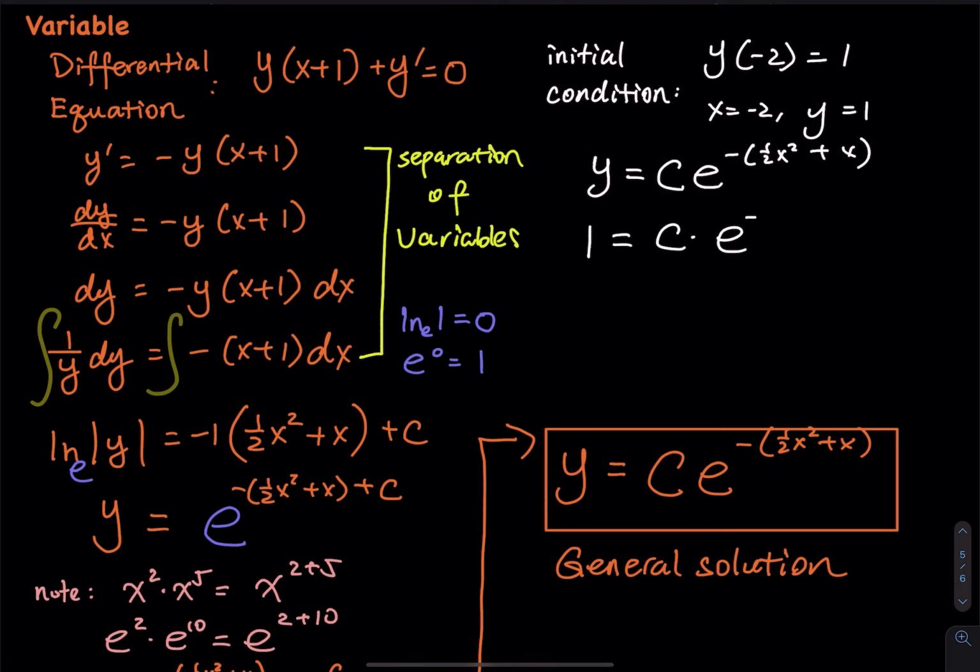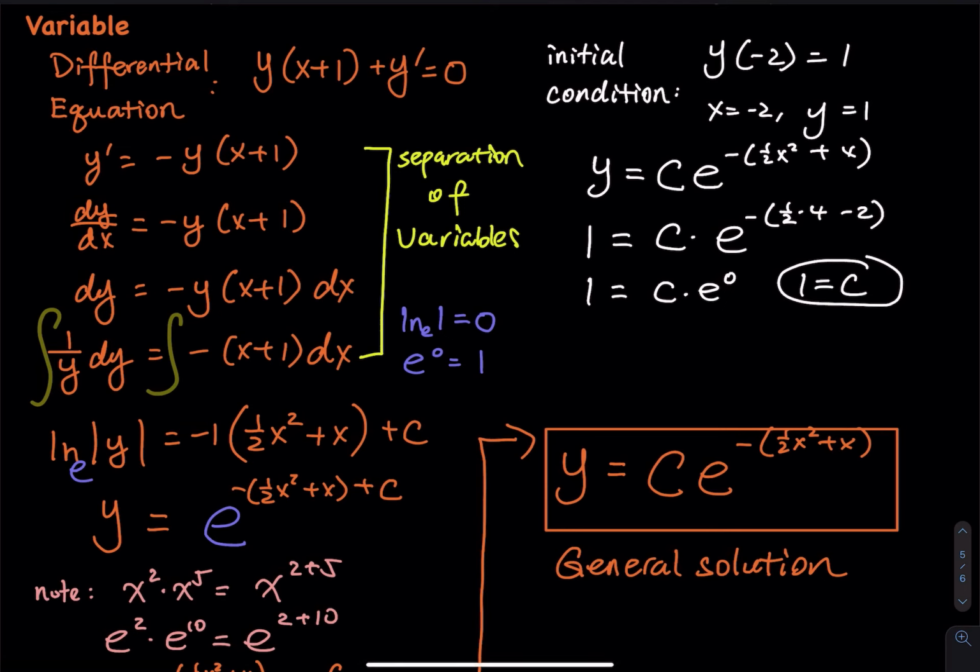And then e to the negative 1/2 x squared. The square of negative 2 is equal to 4. And then you plus a negative 2. That means you subtract 2. So in the exponent, we have 2 minus 2 that is equal to 0. So 1 equals to c times e to the 0 power, which is equal to 1. So therefore, we have 1 equals to c. So the constant is over there.